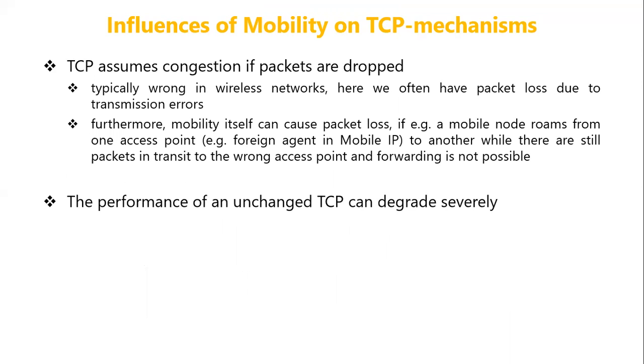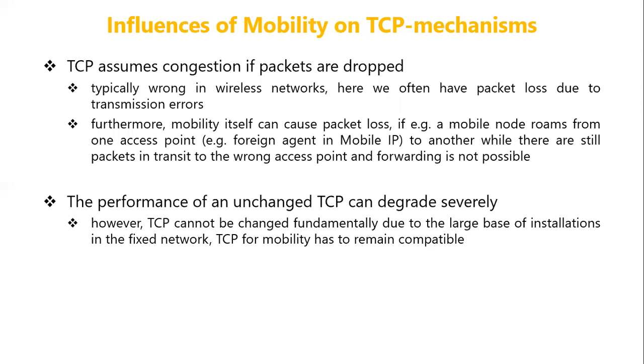If a mobile node roams from one access point to another while it is communicating with somebody else, then also there may be packet loss. So most of the time here, packet loss does not happen due to congestion, but due to other reasons. So the performance of an unchanged TCP can degrade severely. So we cannot use the same TCP that is used in the wired network in a wireless network.